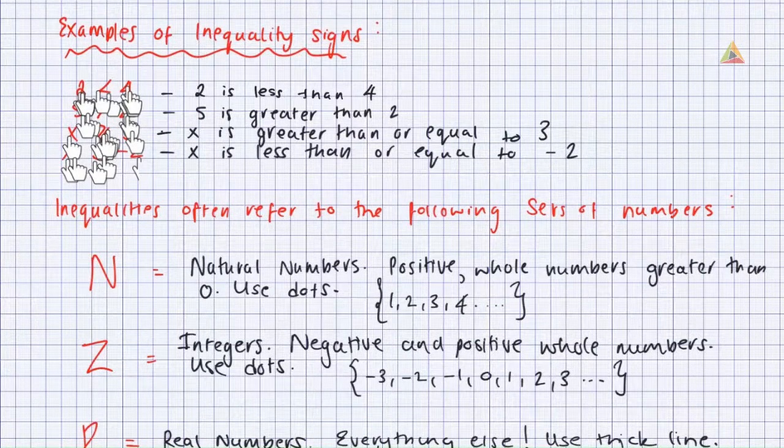So N is natural numbers. They're positive whole numbers greater than 0. You use dots in a number line. Z is integers. They're negative and positive whole numbers. You use dots. And finally, R are real numbers, so it's everything else. You're talking about decimals, fractions, percentages, all that. So you're going to use a thick line for that, and I've given examples of the 3 sets there. So we're going to move on to actually putting these onto number lines now, and we'll see what they look like.